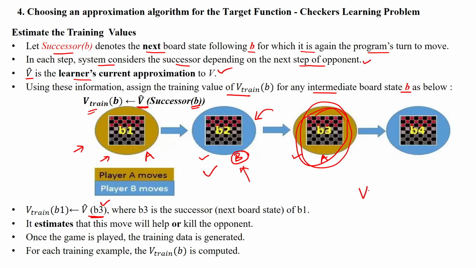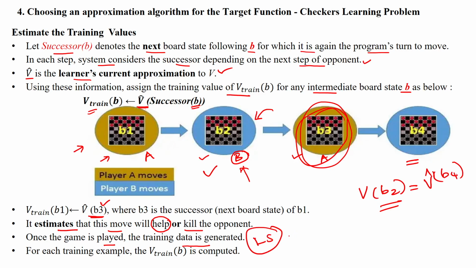Like that, V train of B2 is assigned as V cap of B4. So player B's next step is assigned into this B2 board state. So this is estimating the move, whether that move is helping for winning the game or killing the opponent. Once the game is played, the training data is generated by this learning system for the next move.